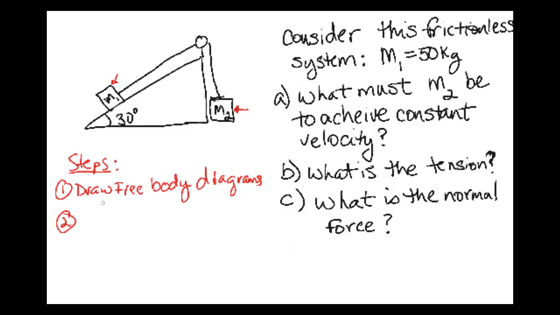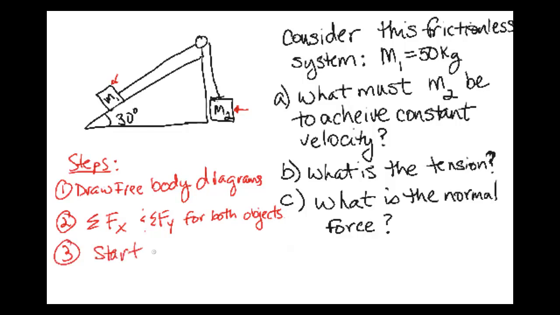Step 2 is to do the sum of the forces in the x and the sum of the forces in the y, and do this for both objects. And then 3, just start solving for your missing pieces. Alright, so let's see it in action.